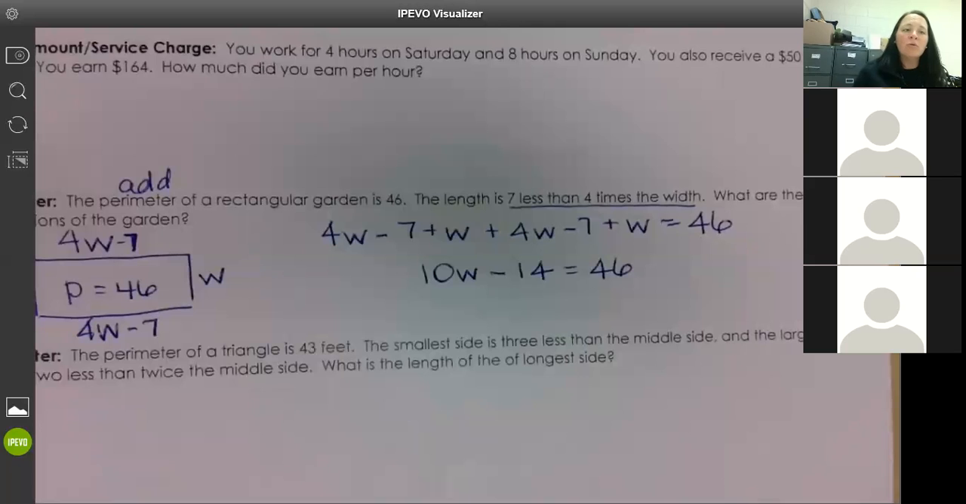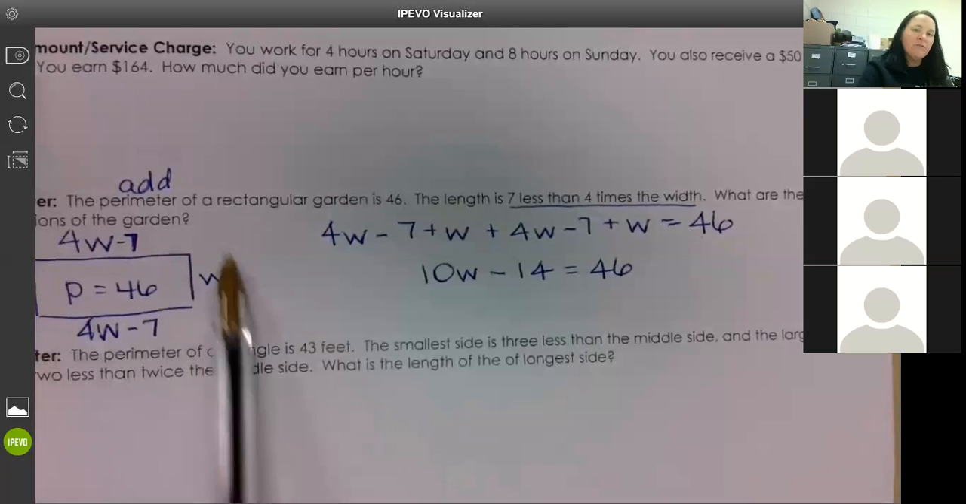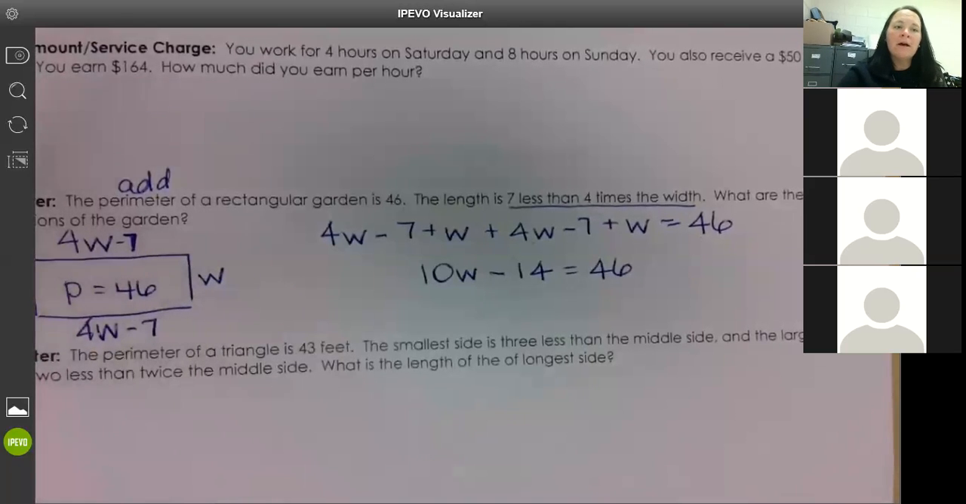So to ask for a perimeter, make sure that you just add all those, okay?